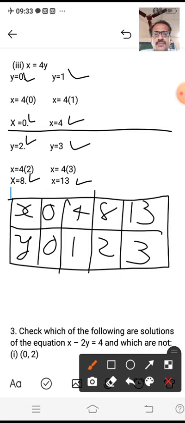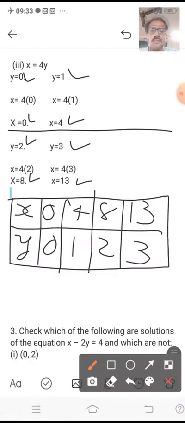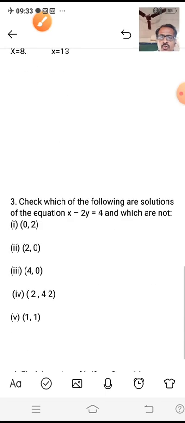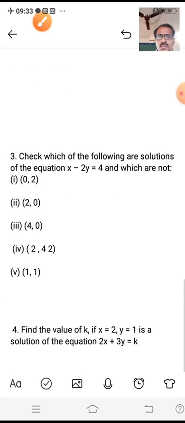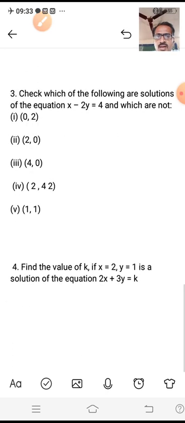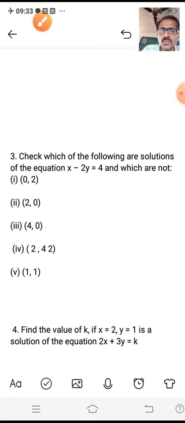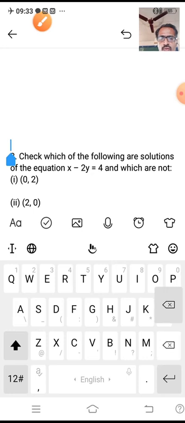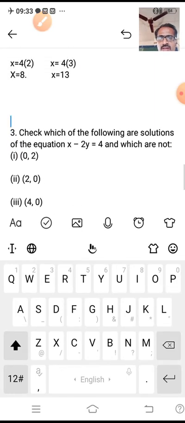Go through it. It's very easy, right? Okay, let us move towards question number 3. Question number 3 is, read the question. Check which of the following are solutions of the equation x equal to y minus 4 and which are not. So here we have to find out which are the solutions and which are not.